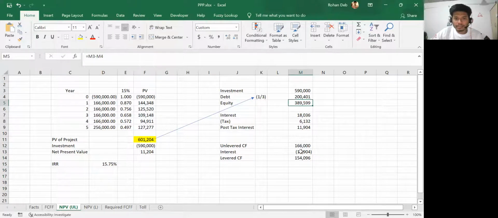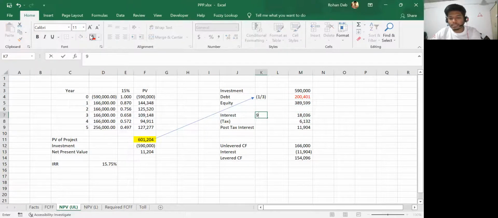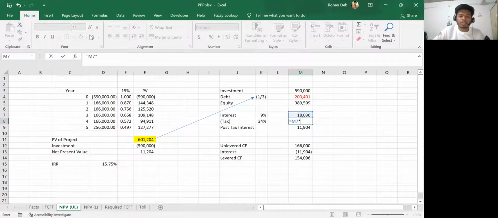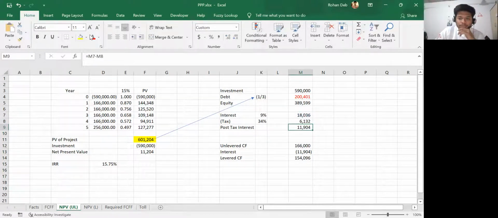Interest on this debt of 201. So on this debt of 200,401, I'll pay interest at 9%. So 9% was given in the question, and tax was 34%. So 9% on this comes to 18,000 minus tax 6,000. Tax is basically equal to this into 34%, comes to 6132. Post tax interest is basically equal to this minus this.